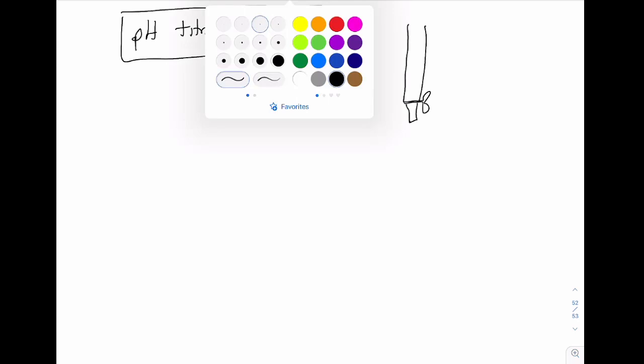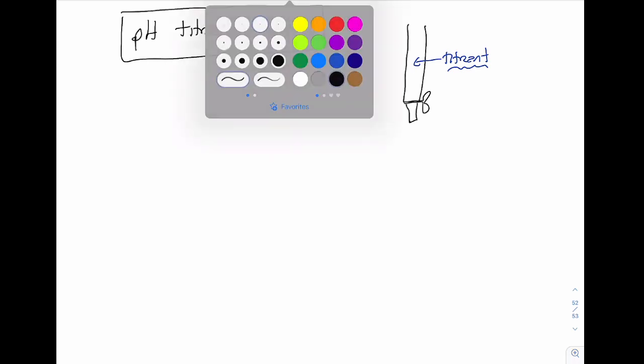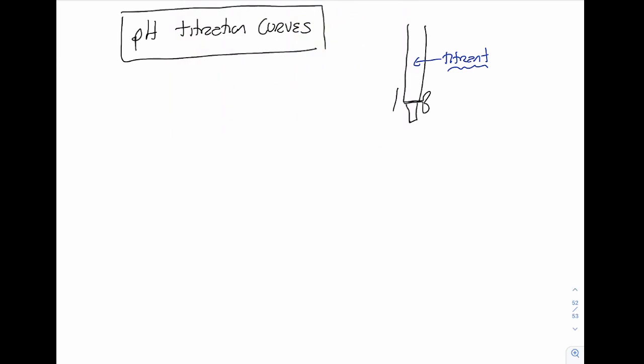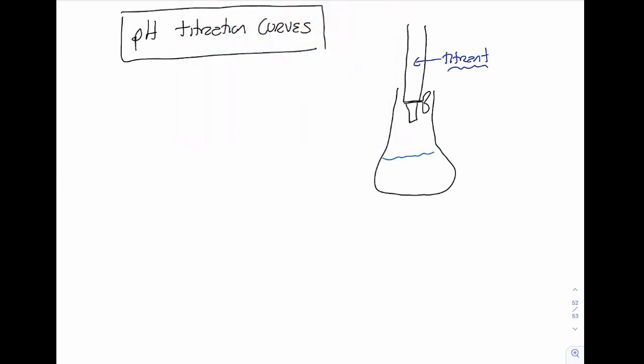In our burette, we have a solution called a titrant. That titrant can either be an acid or a base. So the titrant is the solution that goes into that burette. And then we had usually an Erlenmeyer flask, some sort of container, right? And then in that container, we had another solution. So this is supposed to be an Erlenmeyer flask. Sorry, that's a horrible drawing.